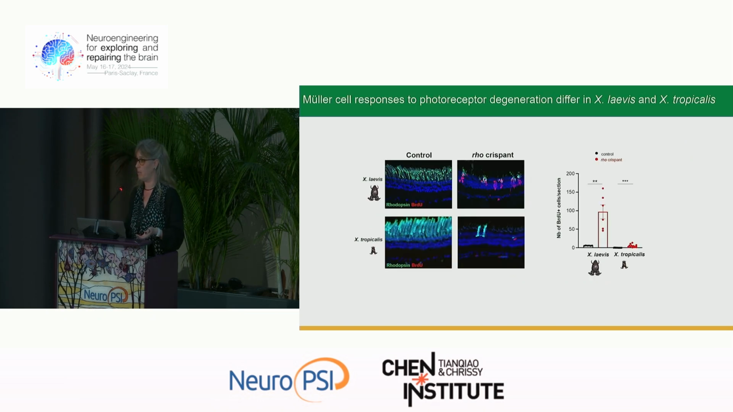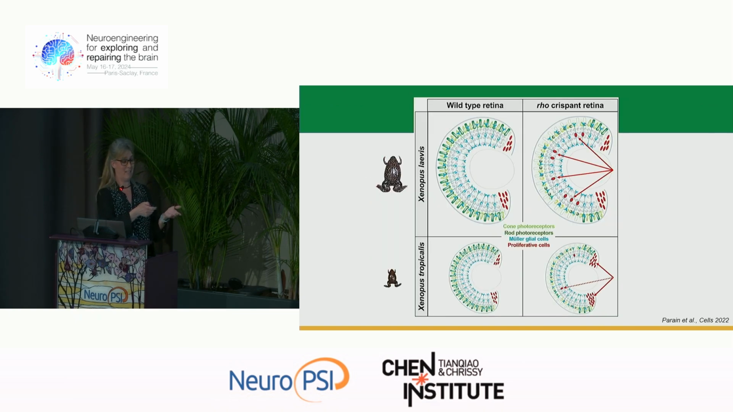Now, when we look at Muller cell response to injury, while in Xenopus laevis, as I told you already, these cells do respond to the injury by re-entering into the cell cycle. You see plenty of them proliferating. This was not the case in Tropicalis. So although these species are really closely related, there is something that differs between them, so that in laevis, it uses mainly its Muller cells in response to injury. This is not the case in Tropicalis, but instead, it uses another type of stem cell that is localized in the periphery in response to this injured retina.